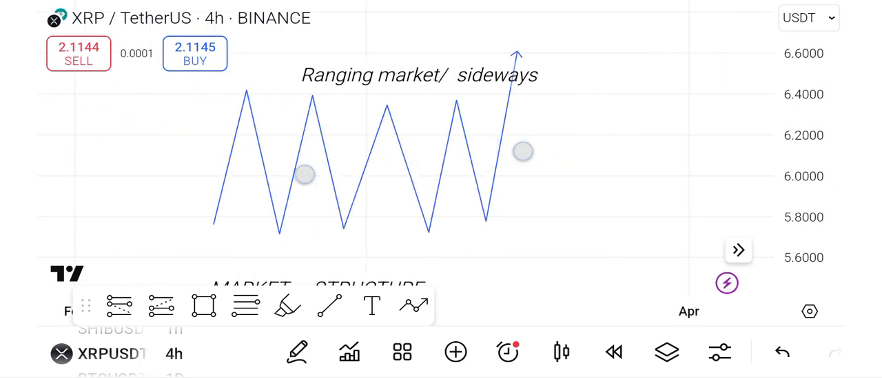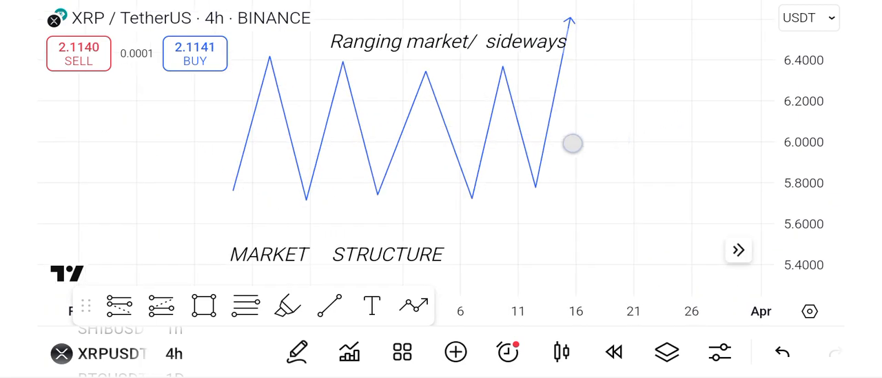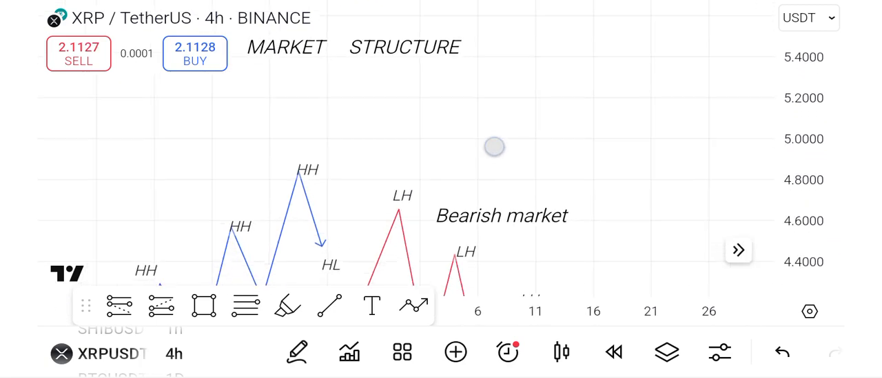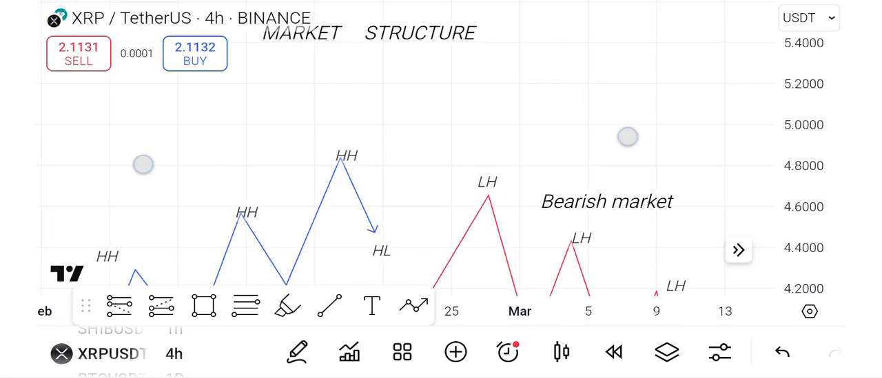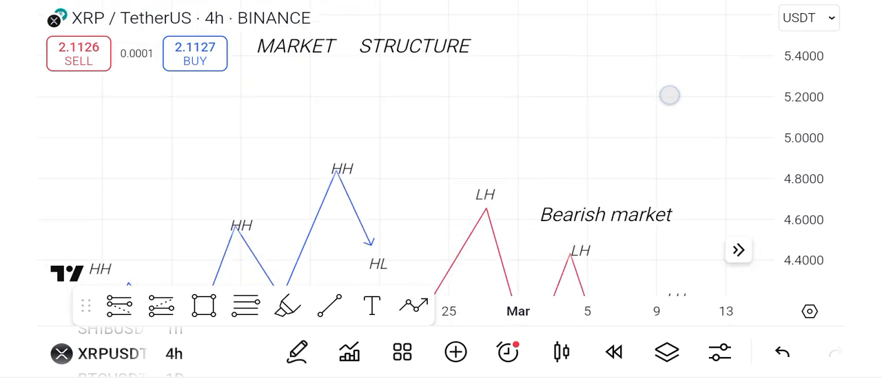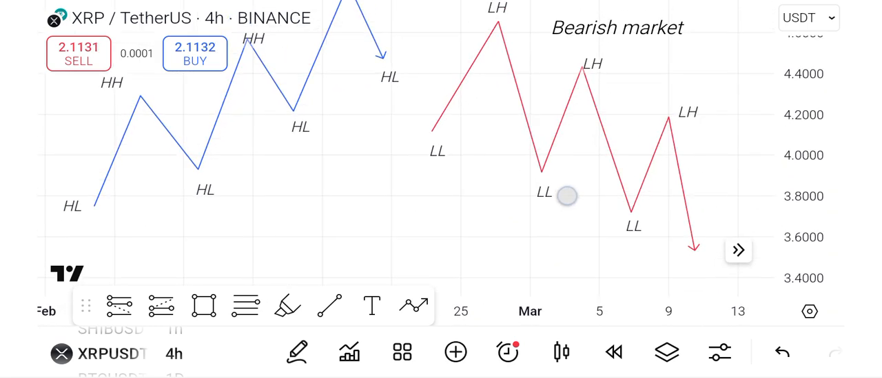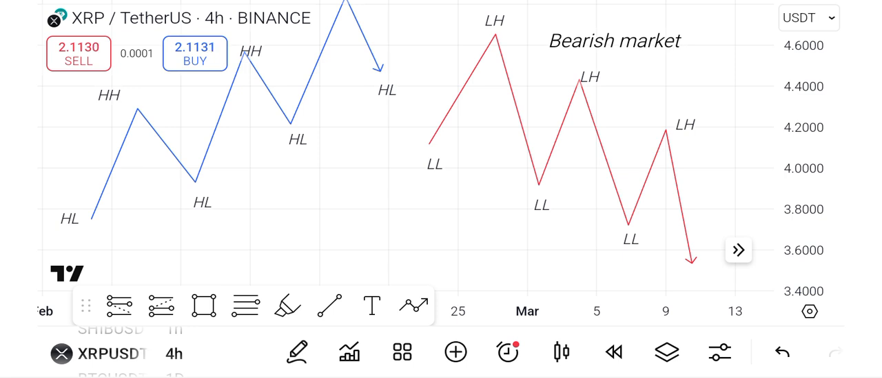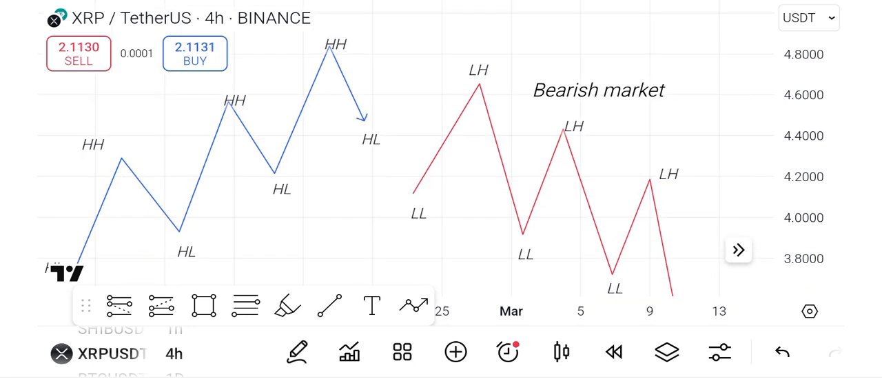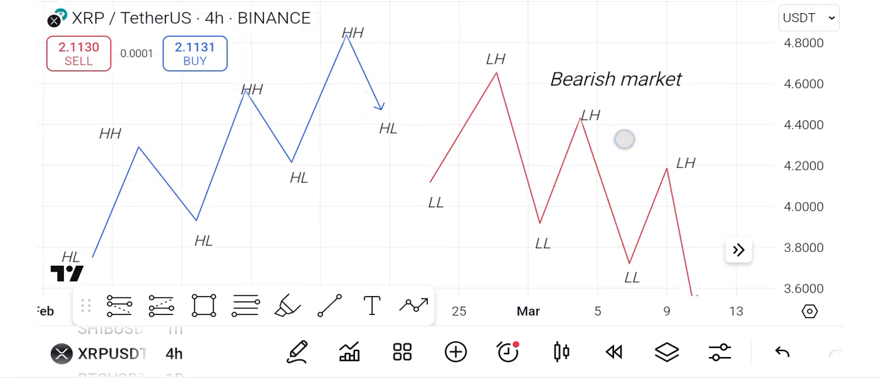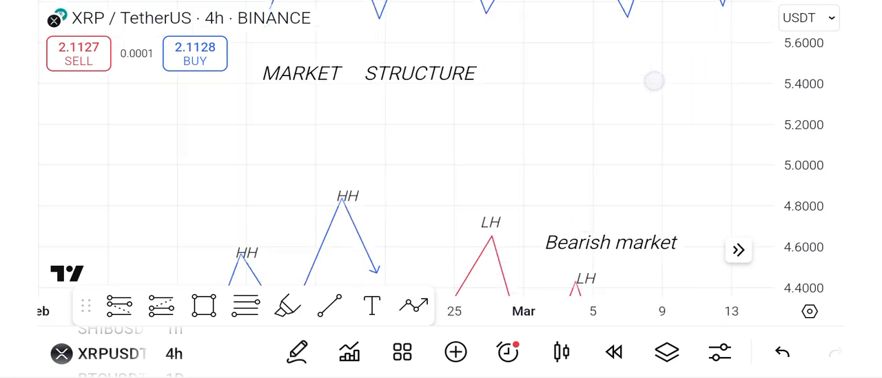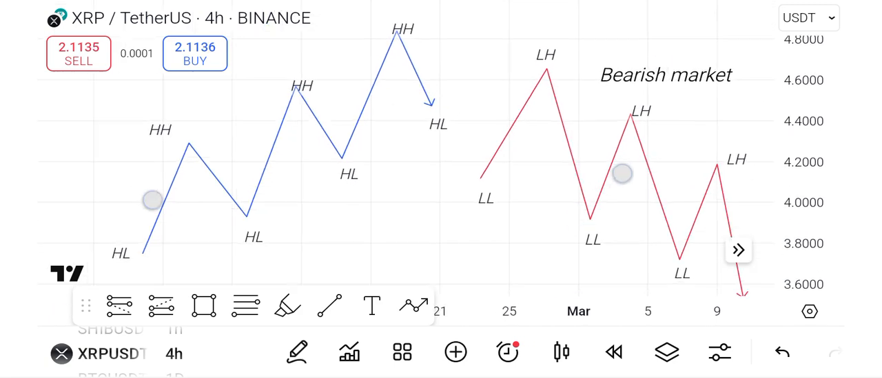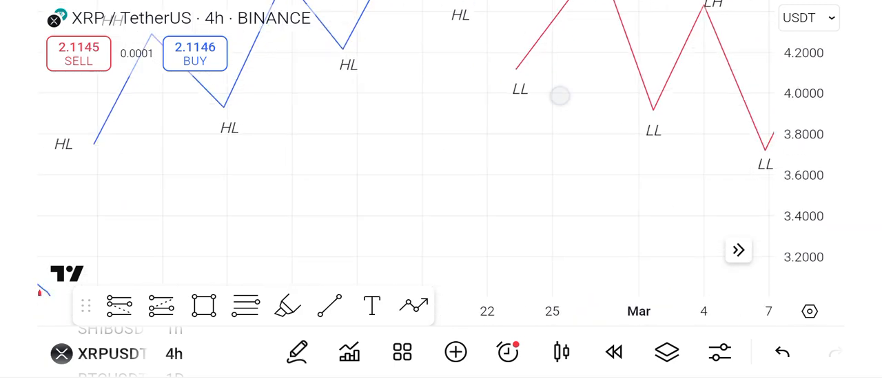So let's see. We talk about ranging market under the market structure for beginners. Trending markets, either bullish or bearish: bullish forms higher highs and higher lows, then bearish forms lower lows and lower highs. Then ranging market. It's not breaking anything. It's just creating up and down movement.